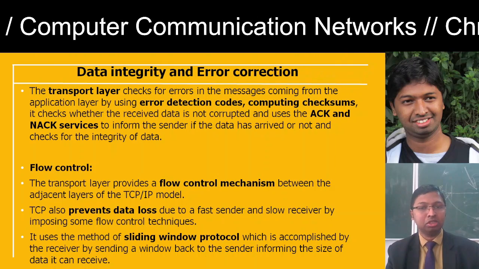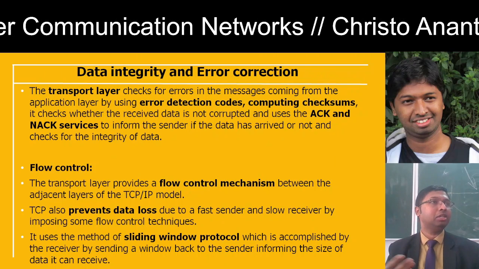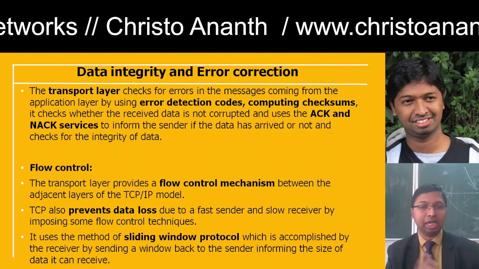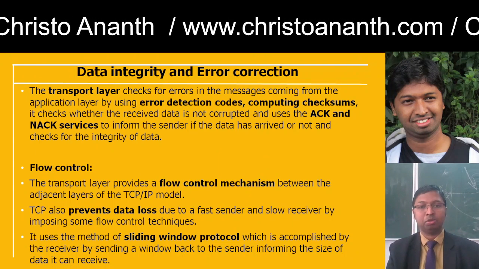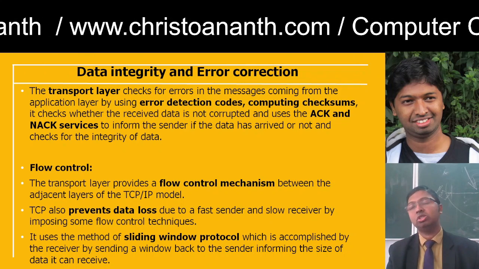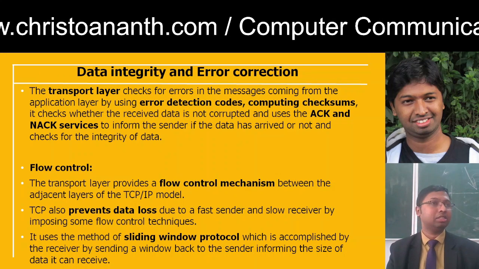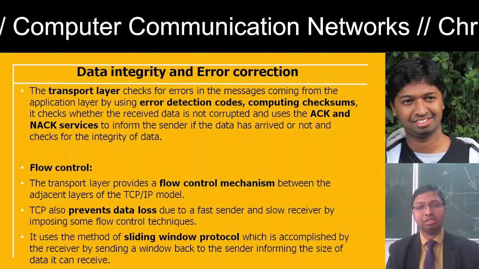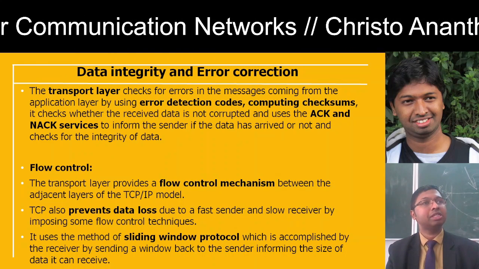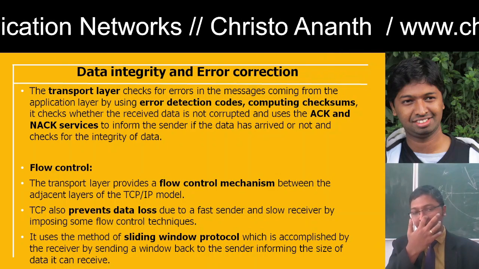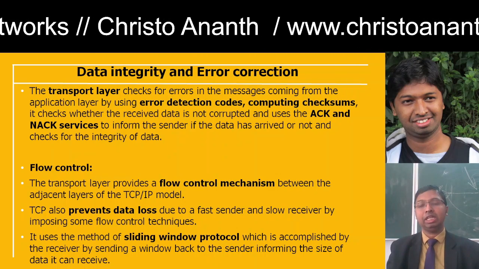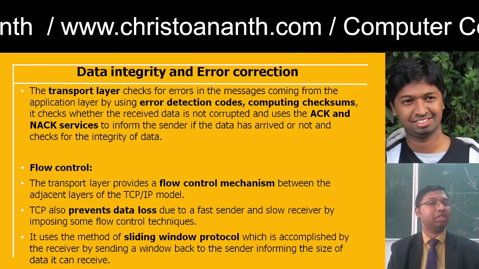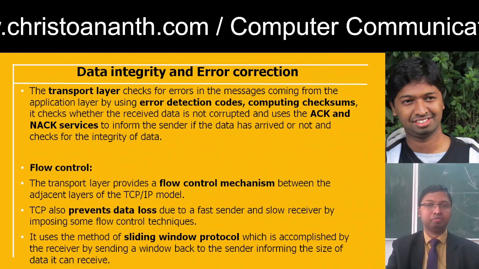And then you will have flow control. The transport layer provides flow control mechanisms between different adjacent layers of the transmission control protocol. And of course TCP is going to prevent data loss due to a fast sender as well as a slow receiver. Of course it uses the sliding window method. That is accomplished by the receiver sending a window back to the sender, informing it of the size of the data it is going to receive.